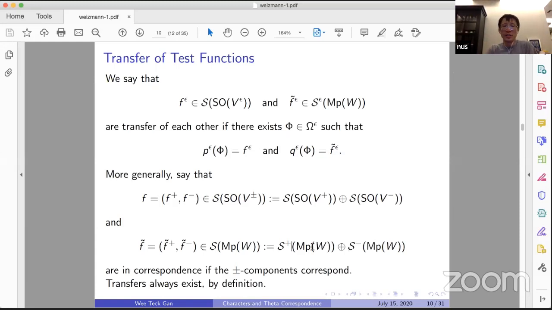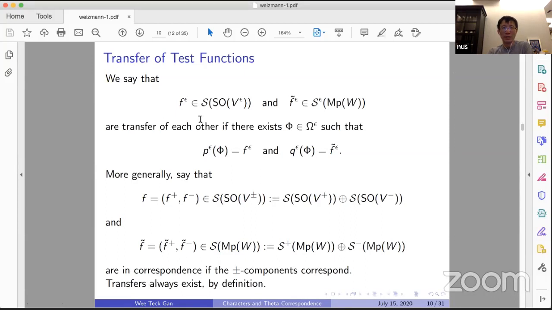Or you can just say that I take the outer direct sum of these two spaces of functions. It's fine. So anyhow, I define this, and then I look at these pairs, and I say that they are in correspondence if the plus components correspond and the minus components correspond. This is because, as you see in the local Shimura correspondence, representations of MPW are like a disjoint union of the representations of SOV plus and SOV minus. So I think it's better to group the SOV plus and SOV minus together.